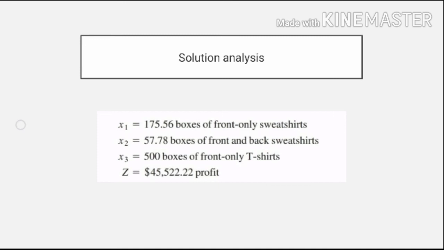You will see the model solution in the cells B14 until B17. Expressed as X sub 1, we got 175.56 boxes of front-only sweatshirts. Next is X sub 2, 57.78 boxes of front and back sweatshirts. X sub 3, we have 500 boxes of front-only t-shirts. In X sub 4, we don't have any t-shirts with back and front printing.